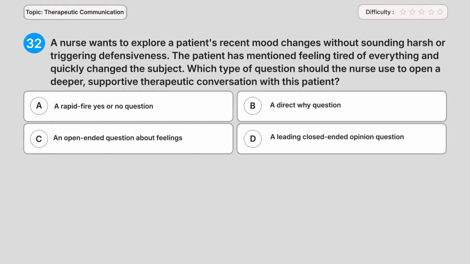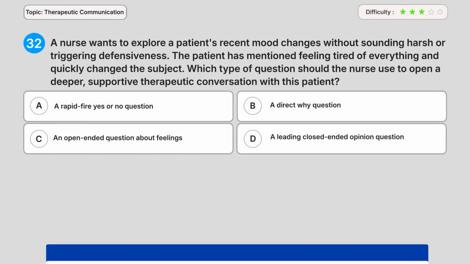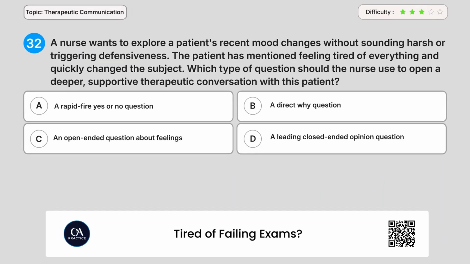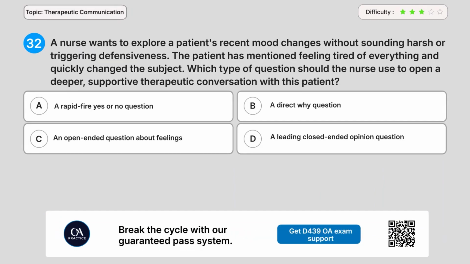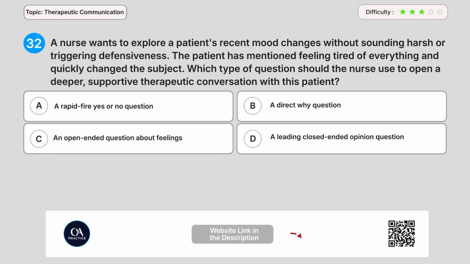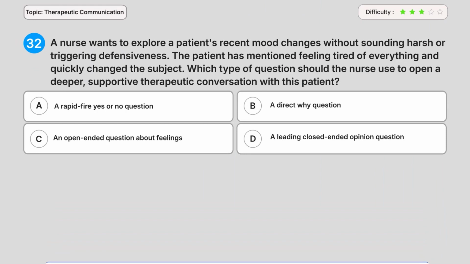Question 32. A nurse wants to explore a patient's recent mood changes without sounding harsh or triggering defensiveness. The patient has mentioned feeling tired of everything and quickly changed the subject. Which type of question should the nurse use to open a deeper, supportive therapeutic conversation with this patient?